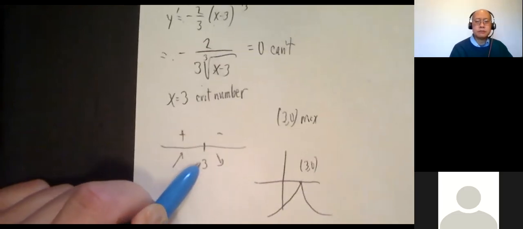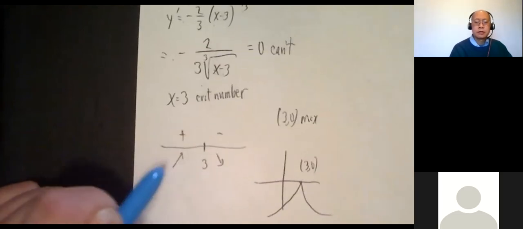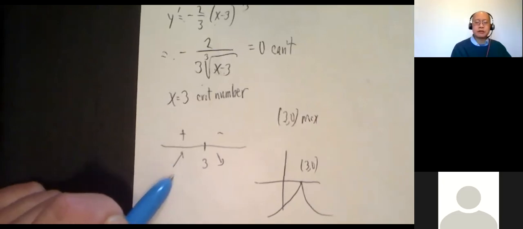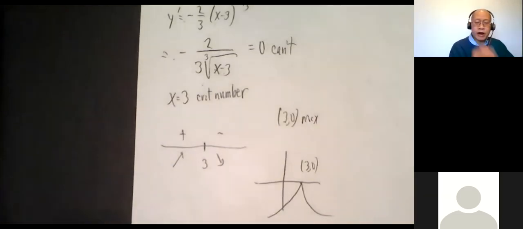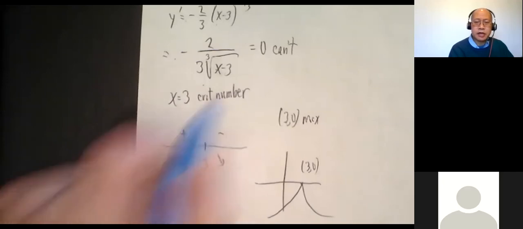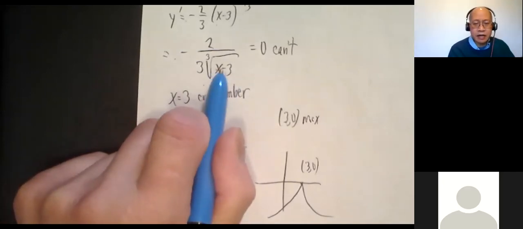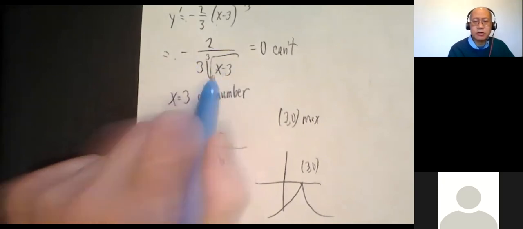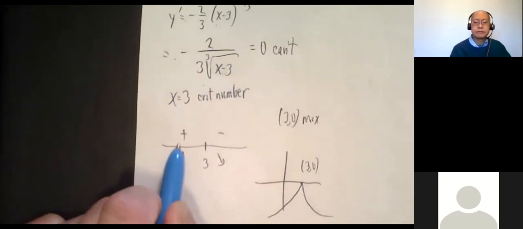Sign chart. Okay, this one's easy enough that I didn't even bother writing what's happening. Plug in 0 on this side. 0 minus 3 is a negative. Cube root of a negative is a negative. So negative divided by negative, positive.